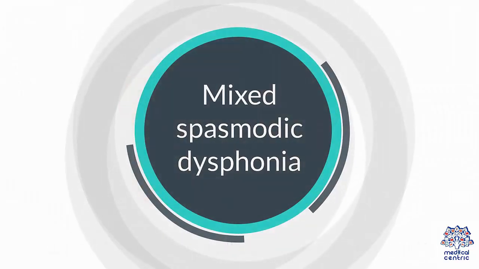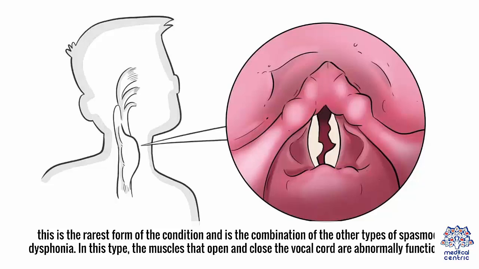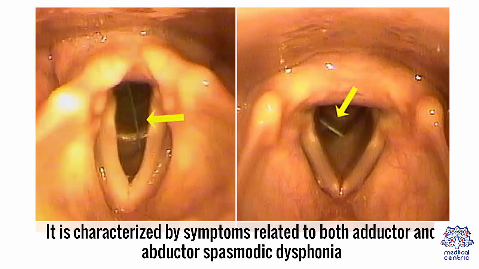Mixed spasmodic dysphonia. This is the rarest form of the condition and is the combination of the other types of spasmodic dysphonia. In this type, the muscles that open and close the vocal cords are abnormally functioning. It is characterized by symptoms related to both adductor and abductor spasmodic dysphonia.